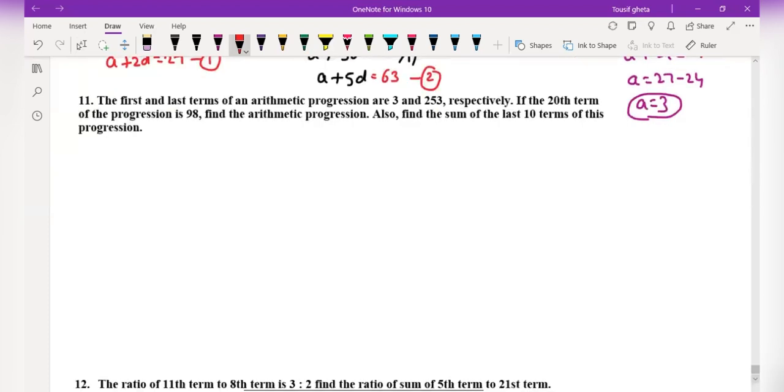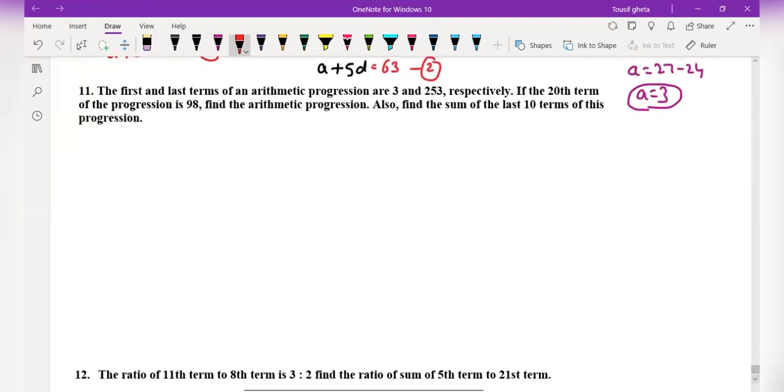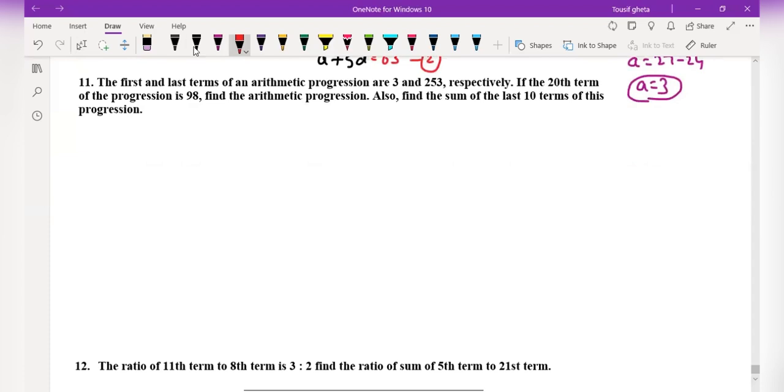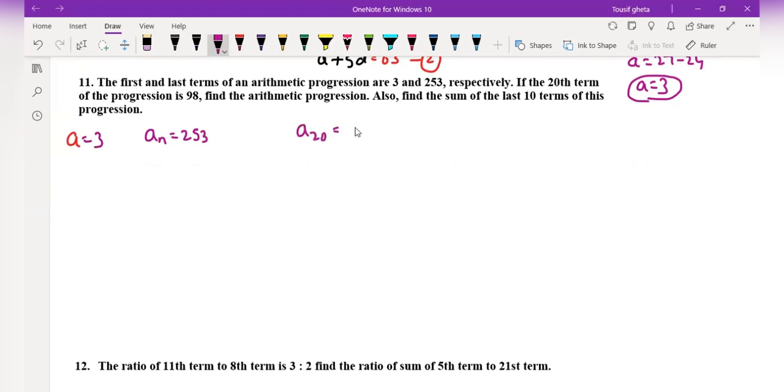The first and the last terms of an arithmetic progression are 3 and 253. First term, we know, a value is 3 and the last term value an is equal to 253, which we can also write as L. The 20th term of the progression, a20, is 98. Find the AP, they are saying. Also find the sum of the last 10 terms of this progression. Okay, that statement let us see later.